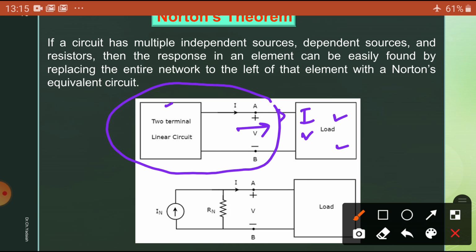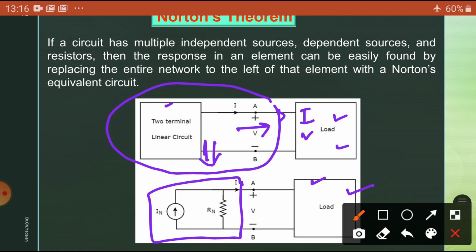The total complex circuit is represented by this simple value. Here I connected the same load. Thus this complex circuit is converted to a simple current source connected with one resistor in parallel. So here I can know it easily. Dear students, don't confuse. I will give one example.